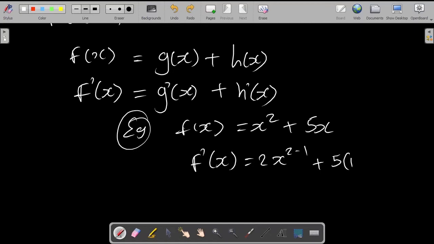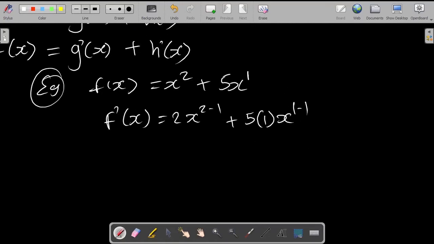So the 5 remains the same, and then you take the exponent of your variable, then multiply with x to the power, the original exponent, subtract 1. Now in this case, you'd see that this will be x to the 0, which is basically 1. And now our final result would be f prime of x equals 2x, because this is 1, plus 5, because this is 1 once again. So 5 multiplied by 1 multiplied by 1 would be 5.